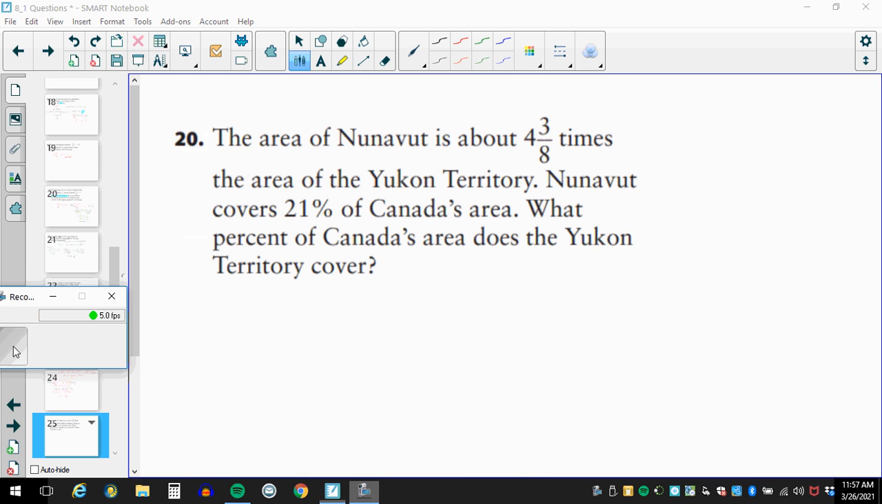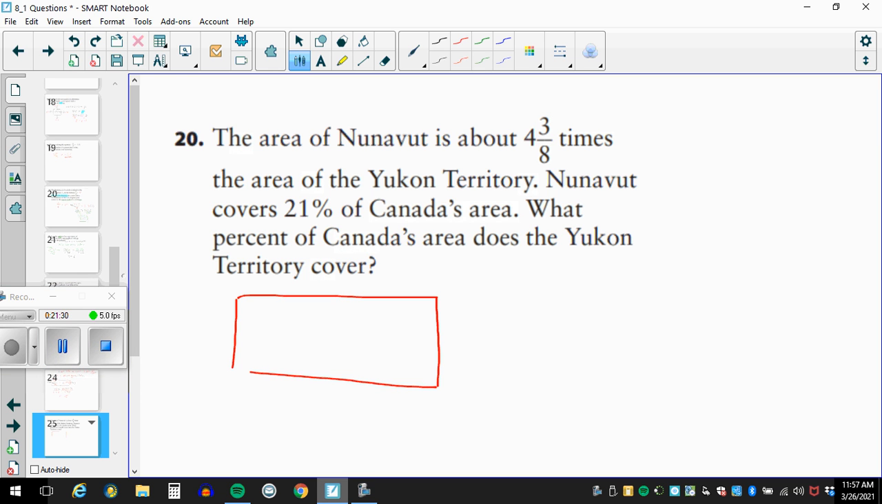Let's try another one. The last question, question 20, is a fairly tricky one. It says the area of Nunavut is about 4 3/8 times the area of the Yukon Territory. So one of the strategies we try and get you guys to use for story problems is drawing it. So I'm going to draw Nunavut, and I'm going to draw a smaller version to represent the Yukon. Okay?